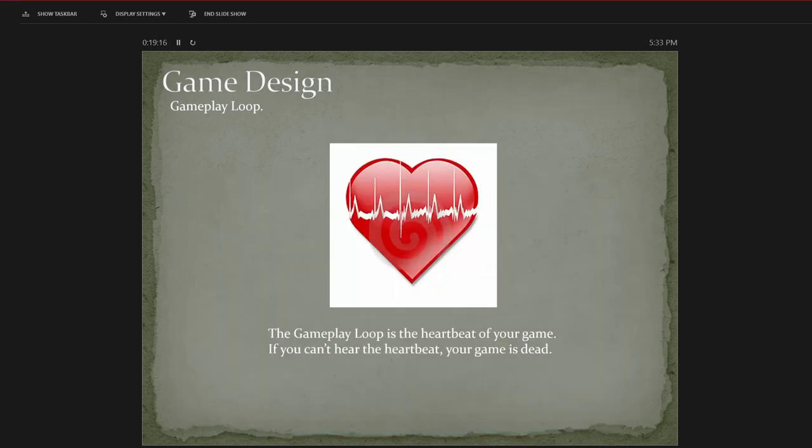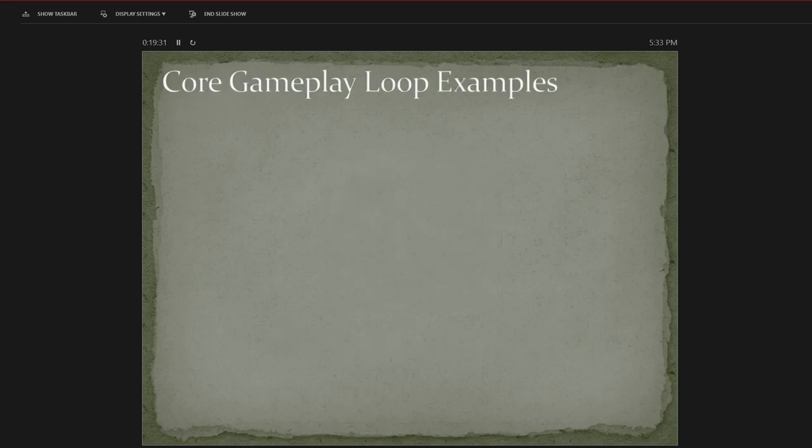So this is sort of a definitive statement. I don't like speaking in absolutes. I'm not a Sith, but the gameplay loop is the heartbeat of your game. If you can't hear the heartbeat, your game is dead. So let us do some core gameplay loop examples to see if you can see what I'm talking about when I talk about the core gameplay loop.